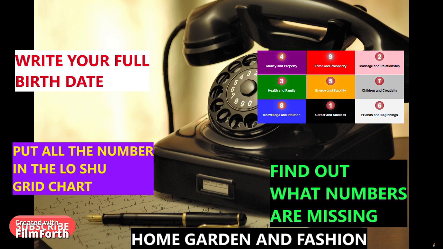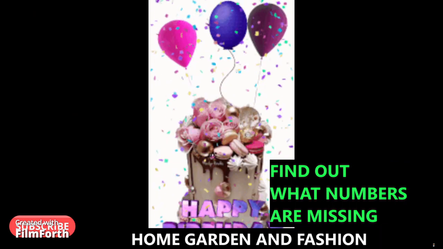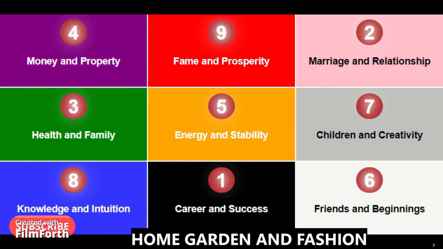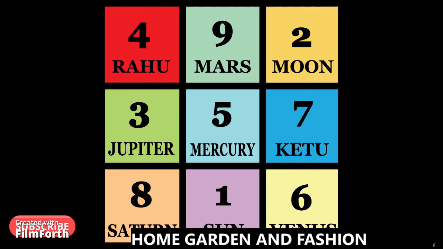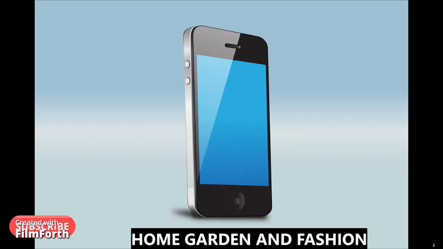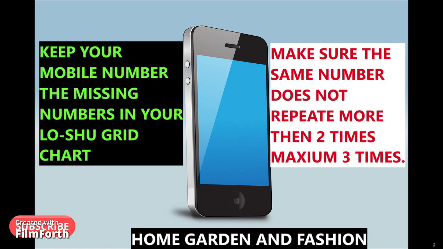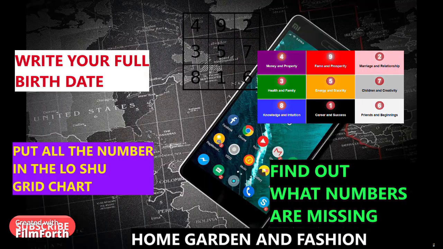So this is how you can find out what numbers you can include in your life and make your home number or cell phone number lucky, because no one in this world has all the numbers in the Lo Shu grid. The closest I found is someone missing only 1 number. That was probably the luckiest person, and no repetition.